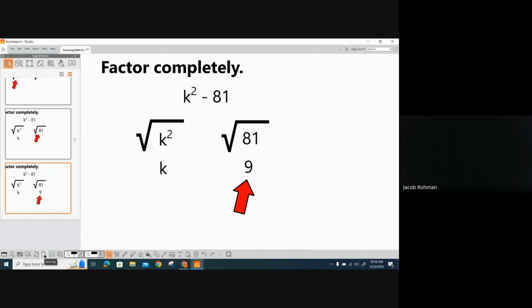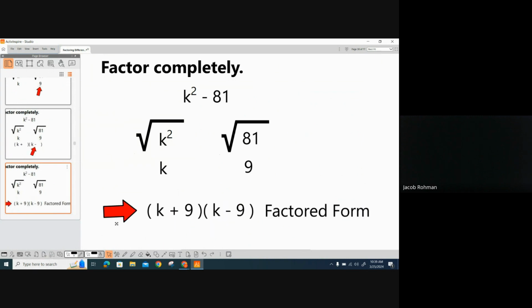Now we create our parentheses. K is going to be in the first part of the parentheses. We're going to put the plus minus sign, and then the 9 is in the second part of the parentheses. Now this is in factored form. K plus 9, k minus 9 are the 2 binomials.